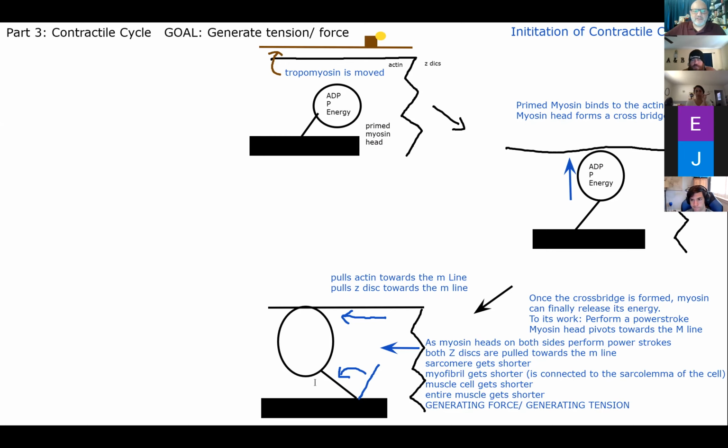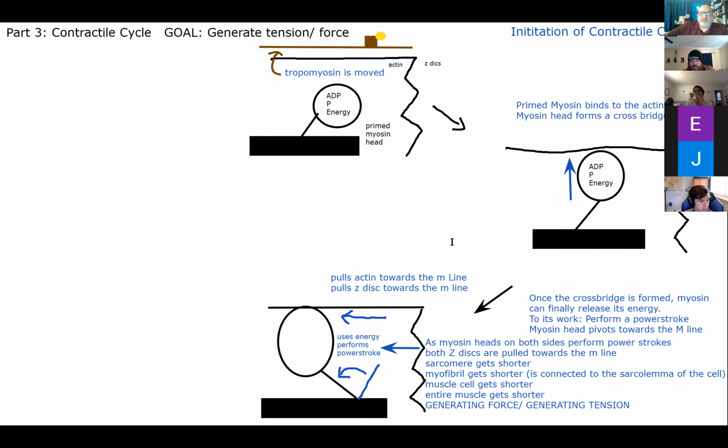So again, this myosin head uses the energy and performs the power stroke. And that power stroke generates our tension. All right. Questions on that?